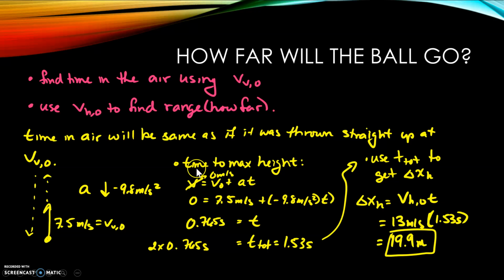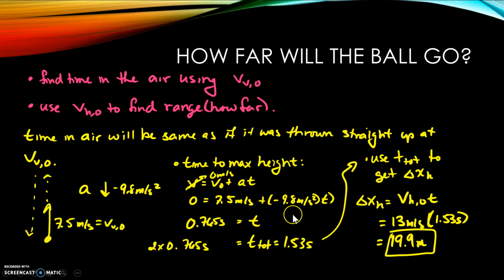And I'm going to use this fact that the time to the max height is going to be 1/2 of the total time. So I'm going to use, again, this idea v is equal to v naught plus at to get the time. I know v is going to be 0 at the top. So I plug in my initial vertical velocity, my acceleration, I solve for time. I get 0.765 seconds. 2 times that is the total time in the air. And so I'm going to get 1.53 seconds. So again, we use the vertical velocity and we use the vertical acceleration to figure out the time it's in the air for with this kinematic equation.